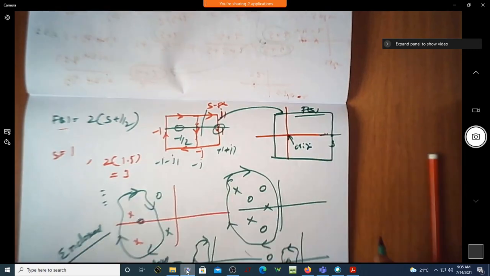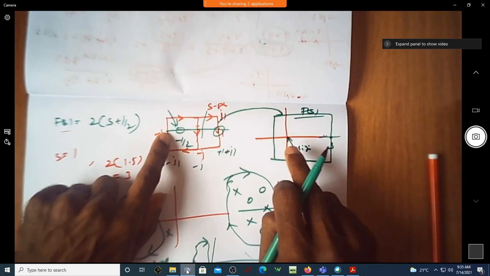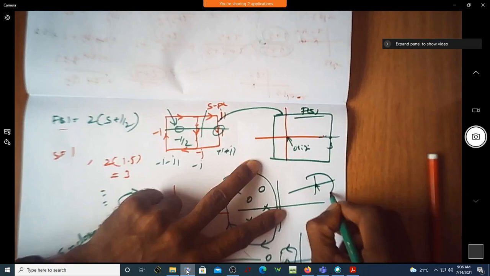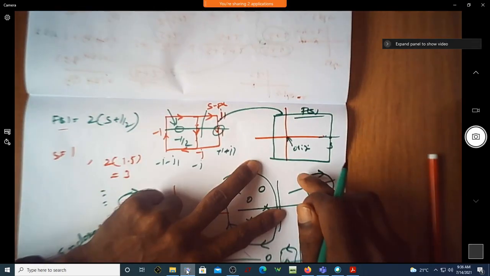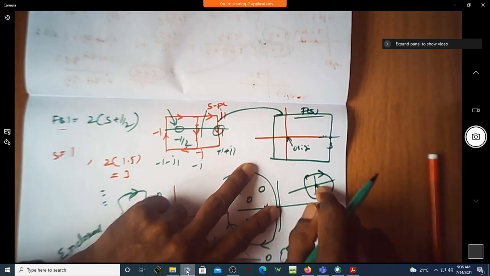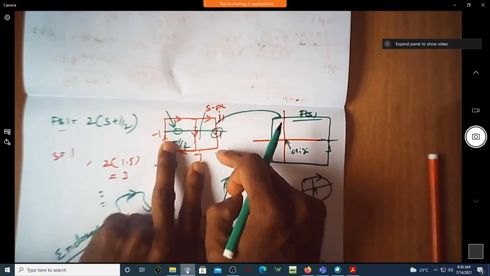Let me repeat. Is there 1 zero of f of s enclosed here? Is the origin encircled once by the contour? What I mean by encircle is, suppose this is the origin and you take one circle in the clockwise direction, and you are inside it. Then I'll call it as the origin is encircled. So how many times will it encircle? It will encircle as many times as the zeros are enclosed.